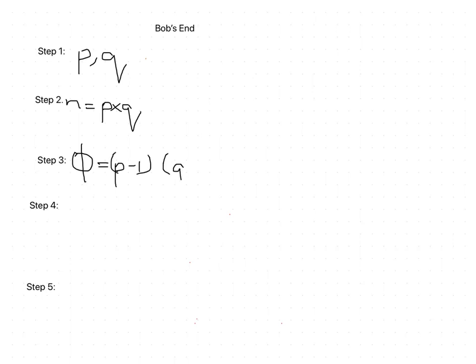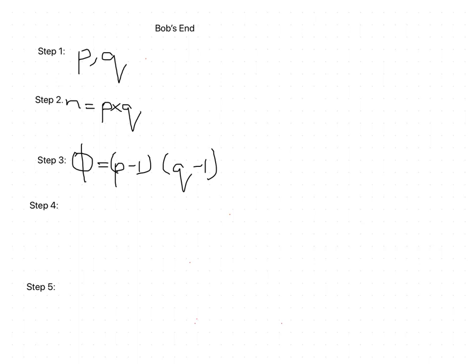All these calculations are related to keys, the private and the public keys, and they happen on Bob's end because Bob is the receiver. Originally, Bob will choose two prime numbers and name them P and Q. Next, he'll calculate a value N, which is equal to the product of P and Q. Then he'll calculate a value phi, which is the product of P minus 1 and Q minus 1.